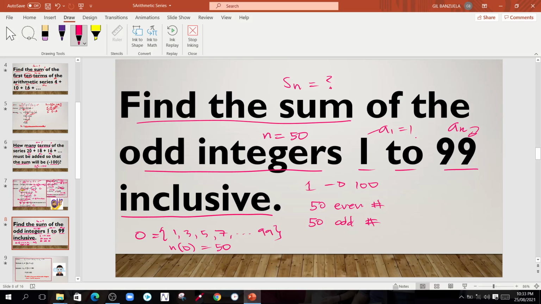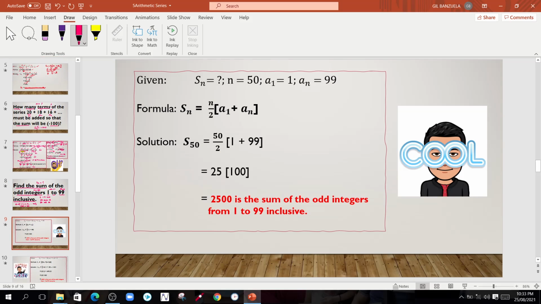Tingnan natin. Okay, let's see. So, let's solve this problem. Okay, so let's analyze again the problem, no? Based on the given. So, again, sa problem natin na ito, guys, ang hinahanap ay yung sum ng entire series. So, dahil yun yung nawawala, so kung makikita nyo, naka-question mark yung sum.